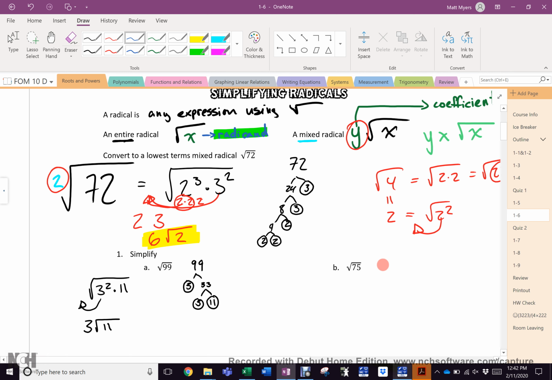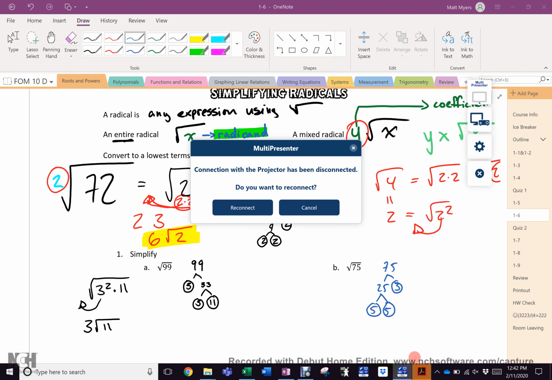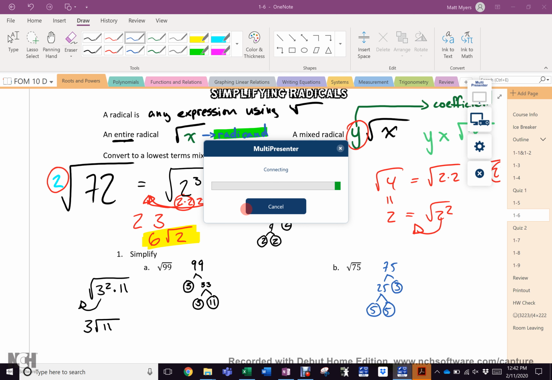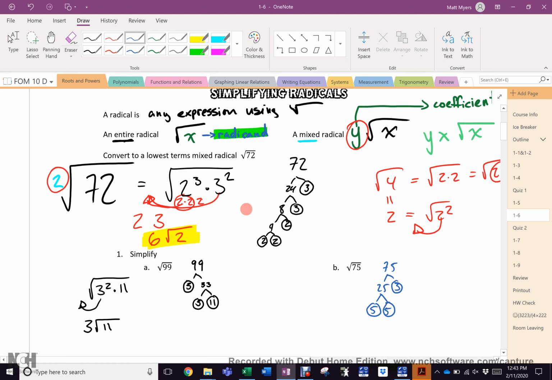So, what's 75 break down into? 25 and 3. And 25 breaks down into 5 and 5. I know the screen just died. So the root of 75 is what? It is really the root of 5 squared times 3. Are there any pairs there? 5 squared, so what comes out? 5. What stays under there? 3. So the answer, 5 root 3. Does everybody understand?